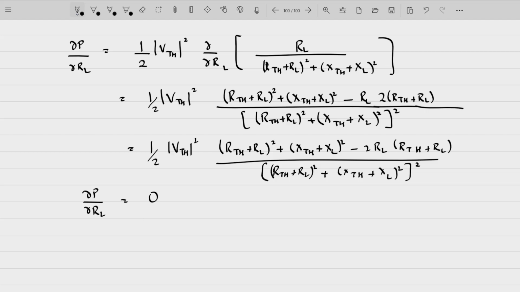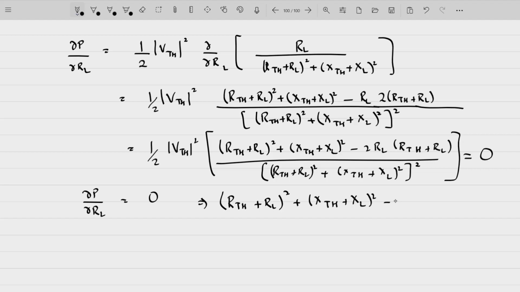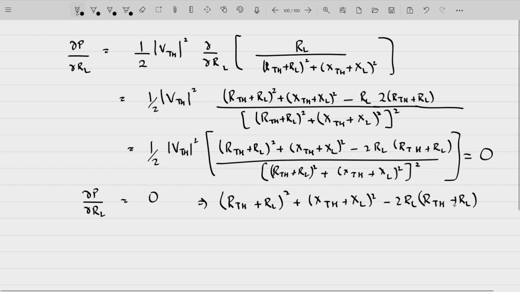So once we equate this term equal to 0, what we'll be getting is that the denominator term becomes 0. On top we are left with 1 half of VTH square, and on the right hand side this will also be 0. So we are left with (RTH plus RL) square plus (XTH plus XL) square minus 2 RL (RTH plus RL) equal to 0.